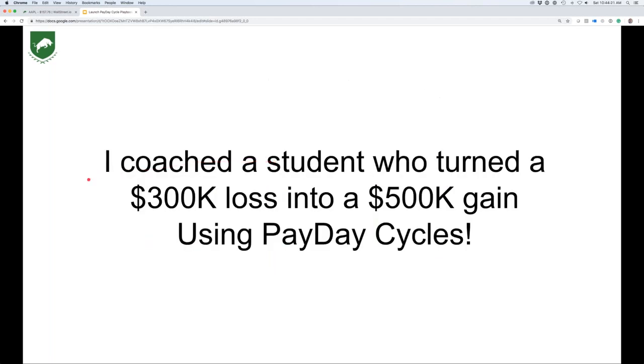So I coached a student once. This is a perfect example of a breakthrough result. Down 300 grand. And in 18 months, I helped him make that back plus a half a mil in gain using payday cycles and the MACD. And I checked in on them a little bit later. They're up $2 million. So that would be a breakthrough result, right?